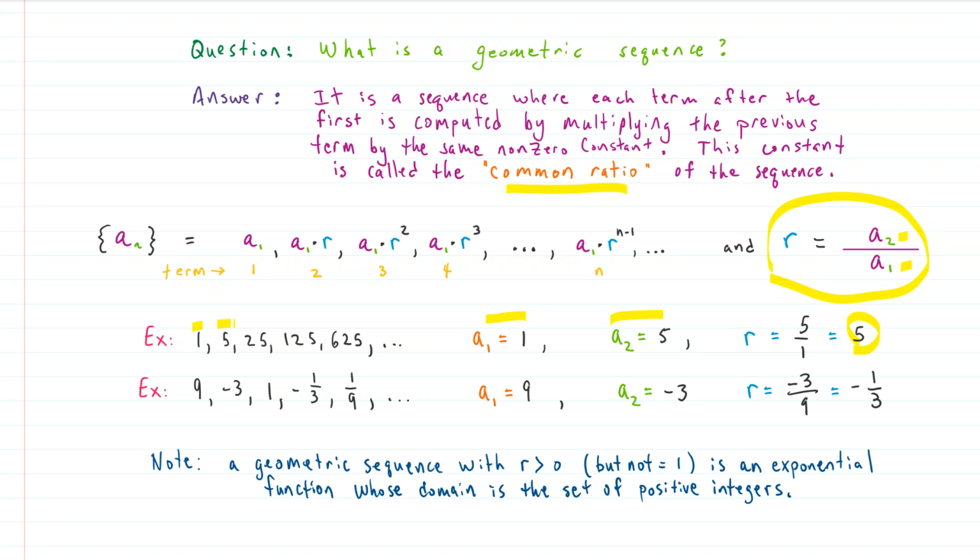If we look at our second example, the first term is 9, the second term is negative 3. So when we make our ratio, we get negative 3 over 9, which is negative 1/3. And if you look back at our sequence here, 9 times negative 1/3 gives me negative 3. Negative 3 times negative 1/3 gives me positive 1. Positive 1 times negative 1/3 gives me negative 1/3. So you can see after the first term, each of these successive terms was created by taking the previous term and multiplying by negative 1/3.